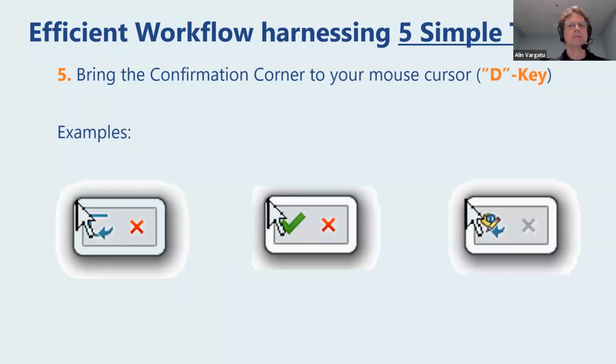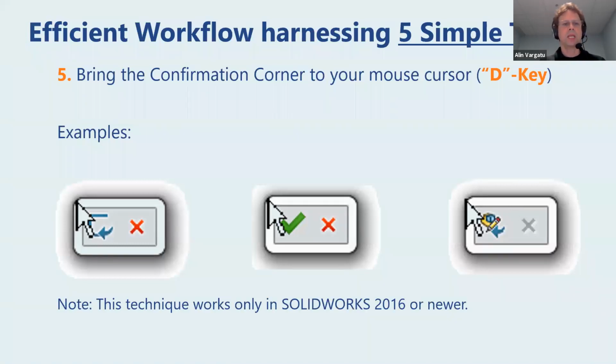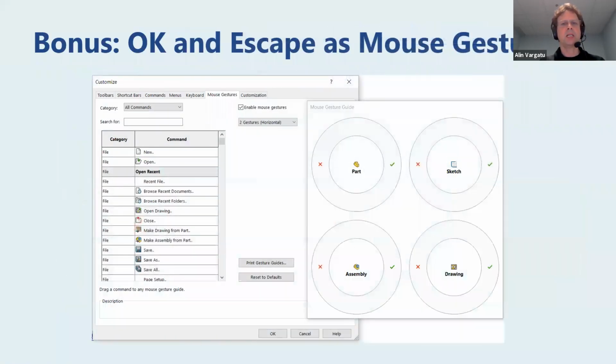Use the D key. So D would allow you to bring the confirmation corner to your mouse. And as a bonus, for those of you who are not hardcore users of the mouse gestures, which are amazing, you found maybe they are too much. You already have shortcuts and things like that. At the very least, set them up in such a way that you can say yes or no.